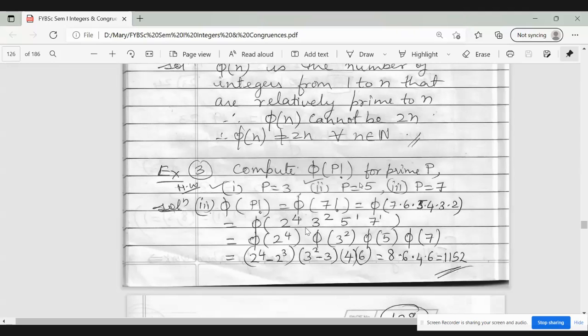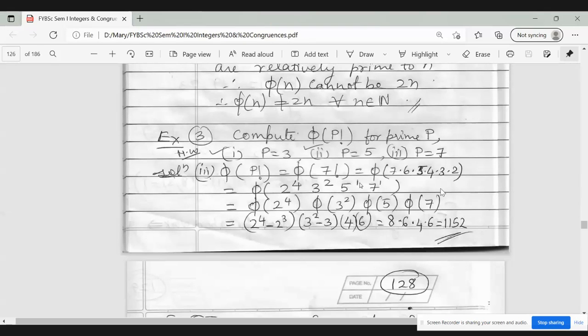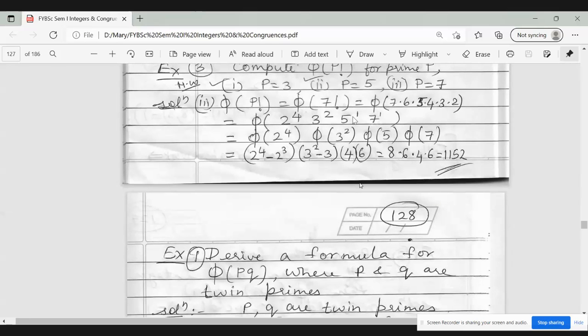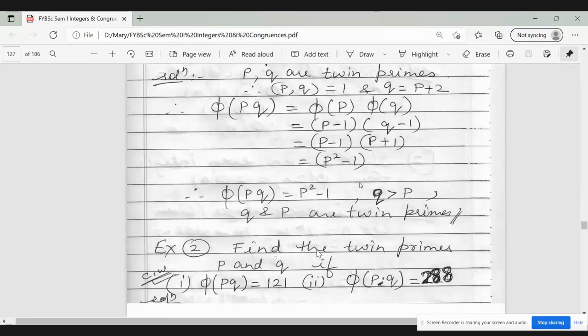Then you're looking at powers of 2 I took together, then 3 square, then 5, 7, and then I applied this. Phi of 2 raised to 4 is 2 raised to 4 minus 2 cube. Phi of 3 square is 3 square minus 3. Phi of 5 is 4. Phi of 7 is 6. So multiply all this, you are getting the answer. That is not a big example. Any number you are able to find phi of that. Now, something interesting we'll just do, with numbers first let us do.